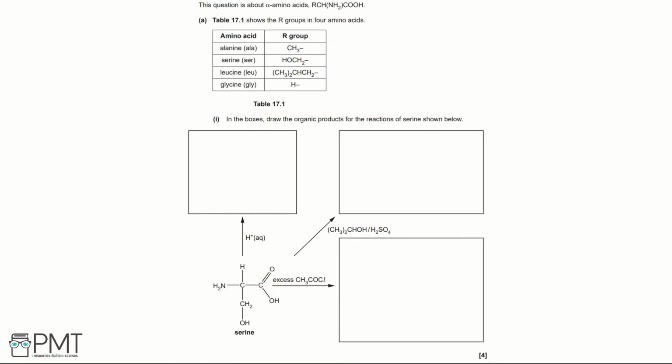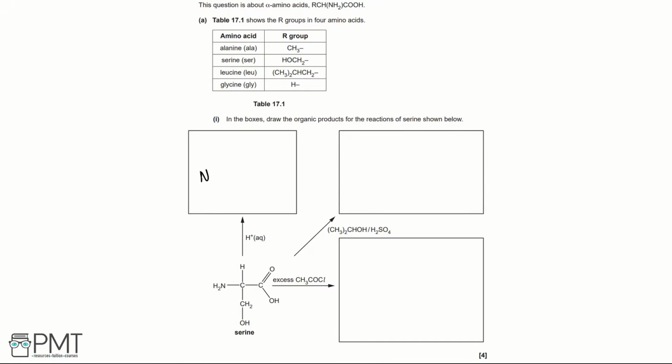This question is about amino acids, RCHNH2COOH. Part A. Table 17.1 shows the R groups for 4 amino acids. Part 1. In the boxes, draw the organic products for the reactions of serine shown below.